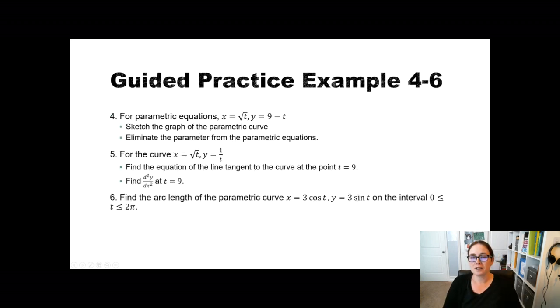Okay, so here's some more examples for you to practice on your own of each of the things that we just did together.